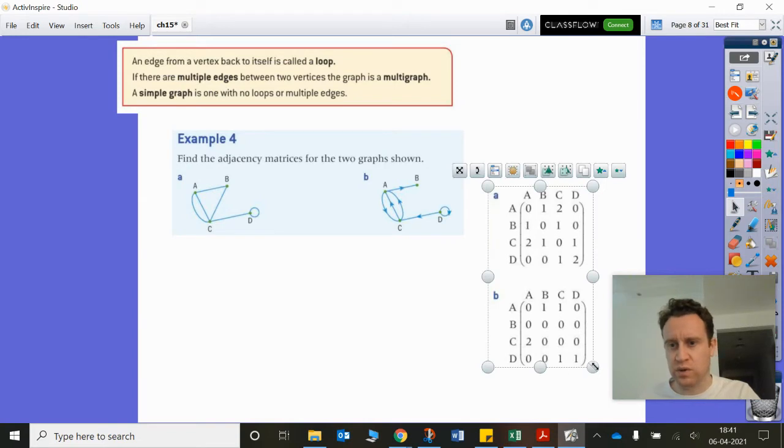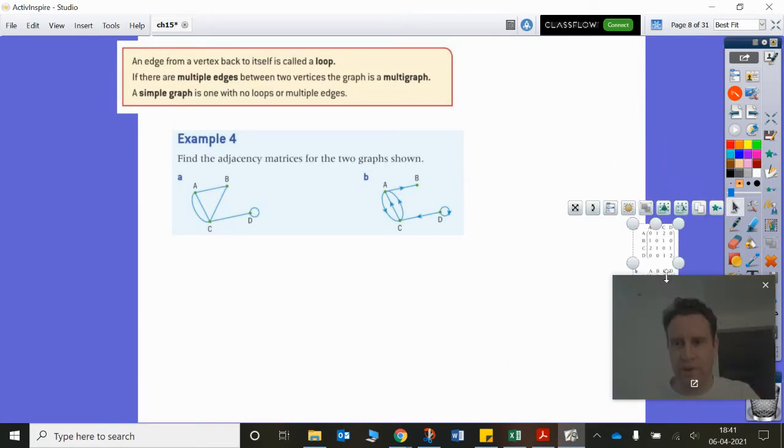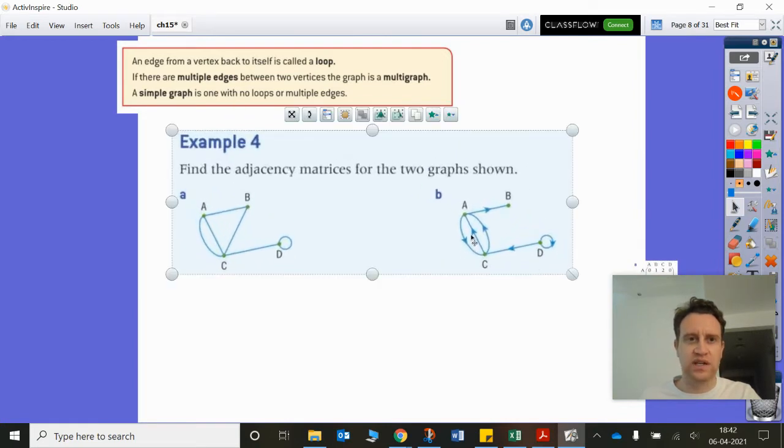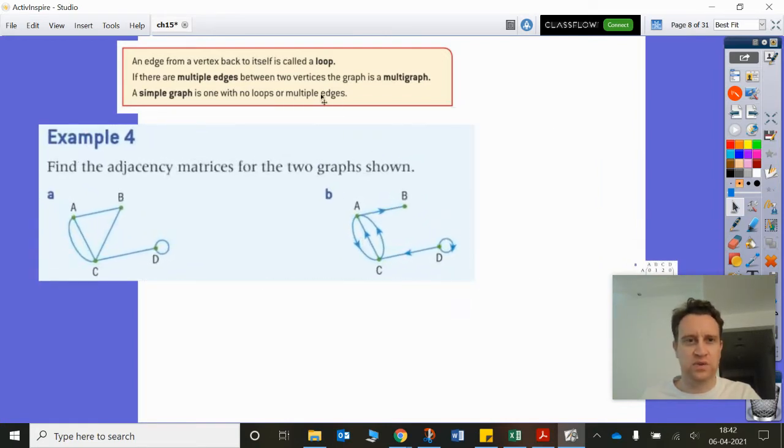Let's actually do these ones here. Let's hide that one behind there, and let's do this one here. We're talking now about having loops as well. Here they talk about a multi-graph, where there are multiple edges, as compared to a simple graph where there are no loops or multiple edges. You can see what a loop is: an edge which goes back to itself. With multi-graphs, you're not going to be tested on whether something is a multi-graph.